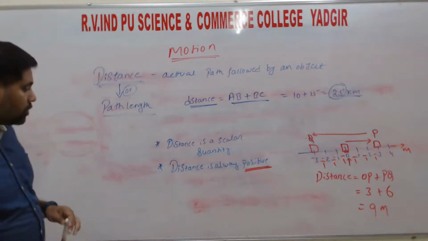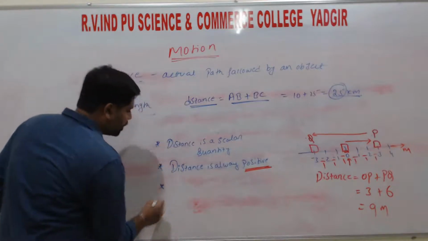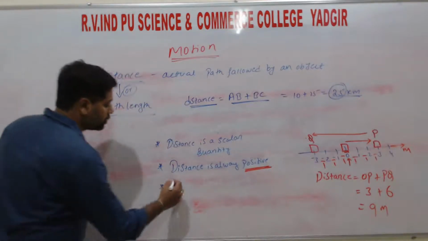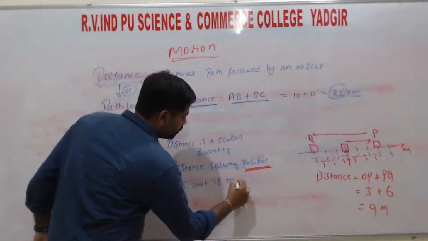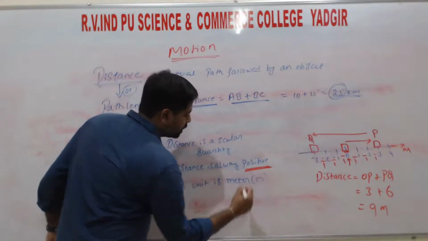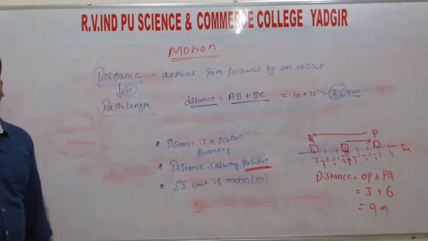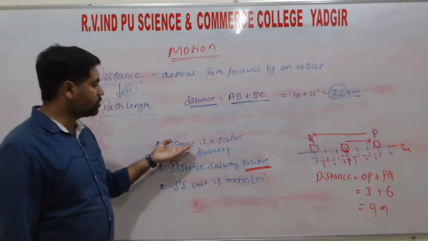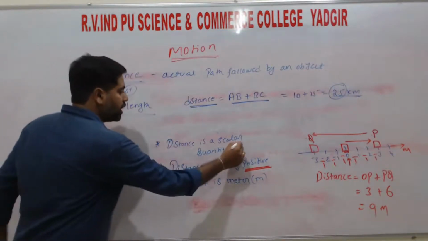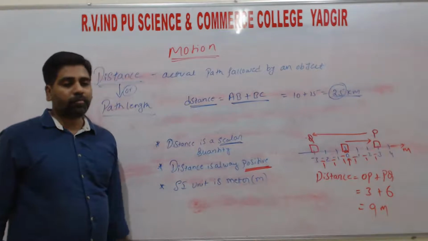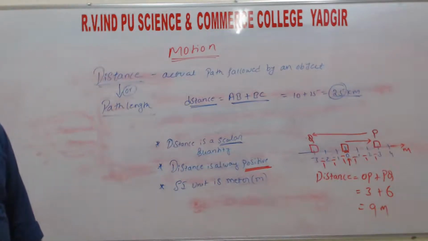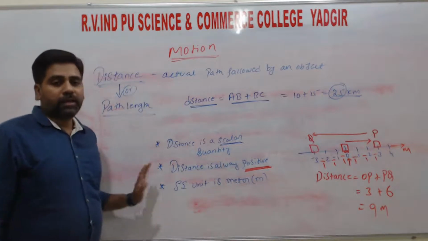Next, third one is the SI unit of the distance is meter, right? So SI unit is meter, that is m, right? So about distance we have three. One is the distance is a scalar quantity, distance is always positive, and the SI unit is meter, right? This is about the distance.